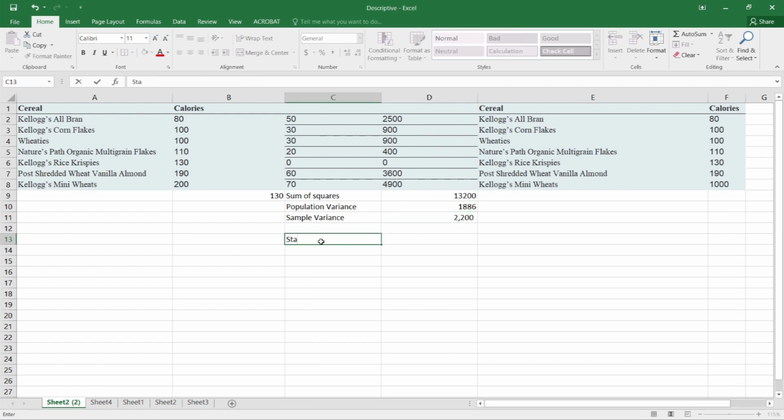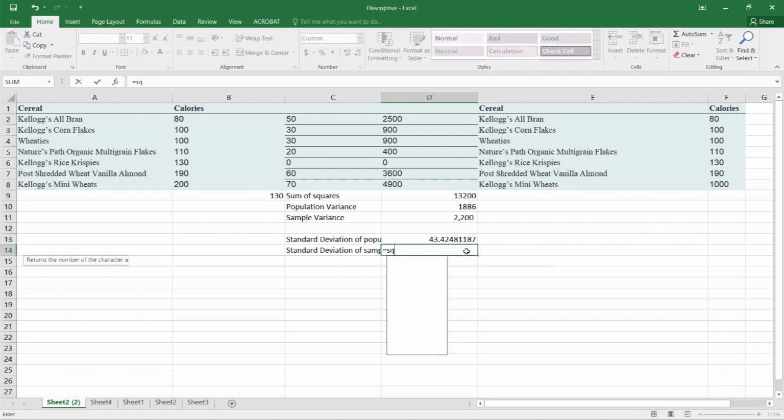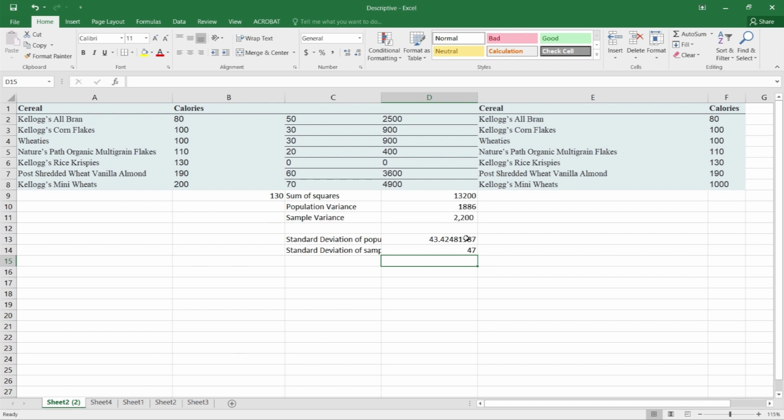The standard deviation is nothing but the square root of this value. So it is easy to calculate. We can just write this simple formula, SQRT, to get the population standard deviation from the population variance. And in a very similar manner, I can get the standard deviation of the sample by taking the square root of this sample variance. We can observe both of these values.